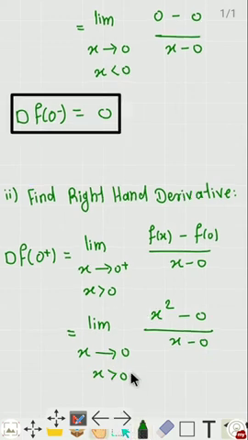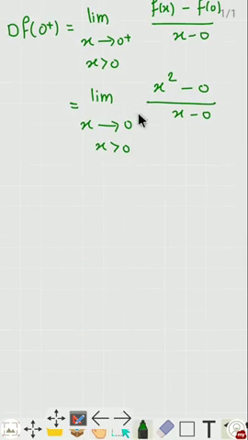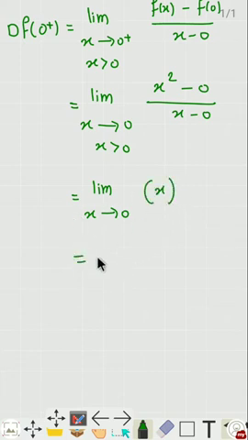and okay, so just simplify this limit. It is equal to limit x tends to 0, it is only x. Okay, and when we put it, it becomes 0, so limit of x as x tends to 0 is 0. Okay, so this is the value of right hand derivative of function f.